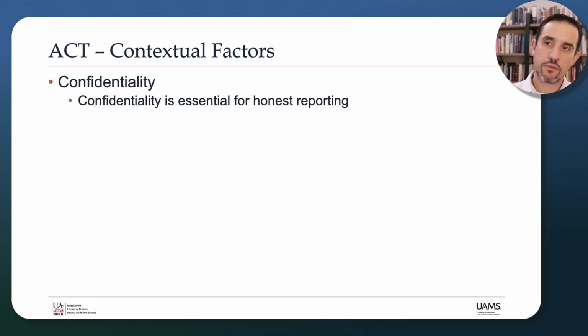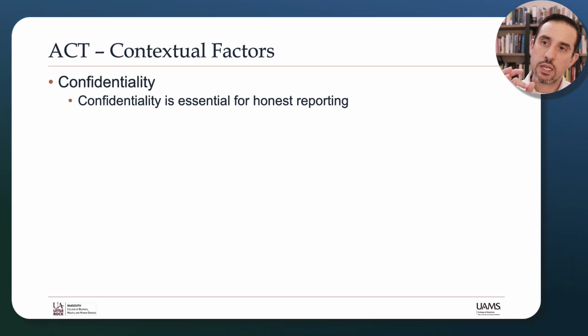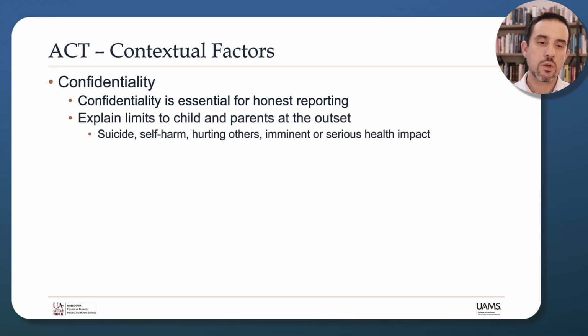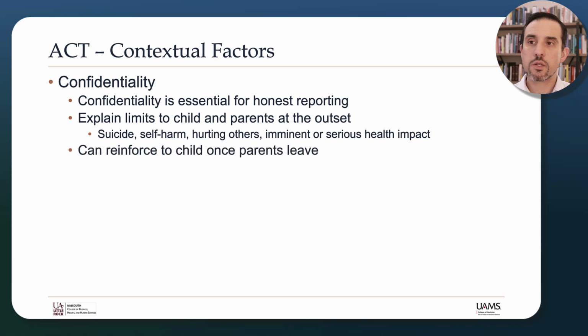So some other contextual factors to consider: confidentiality, a little bit more to say about this. It is essential for honest reporting, and so limits around confidentiality with adolescent patients, of course, are suicide, self-harm, intent to hurt others, an imminent or serious health impact. But where you draw the line on, say, imminent or serious health impact, that is up to you. But at the same time, if that is the case, you do have to disclose that. But you can also reinforce that to the child once the parents leave.